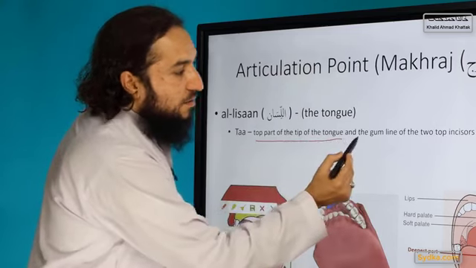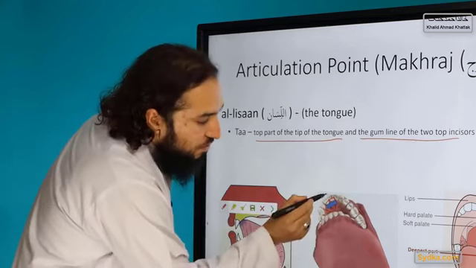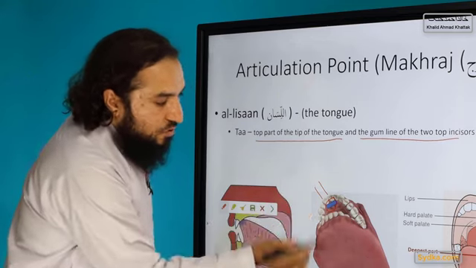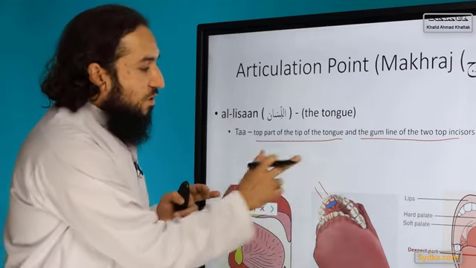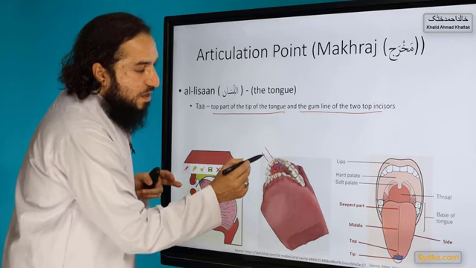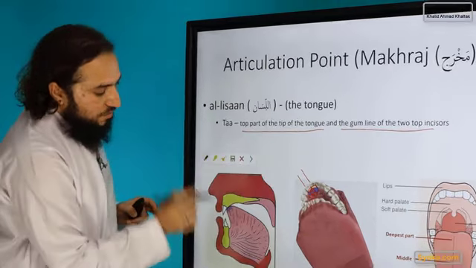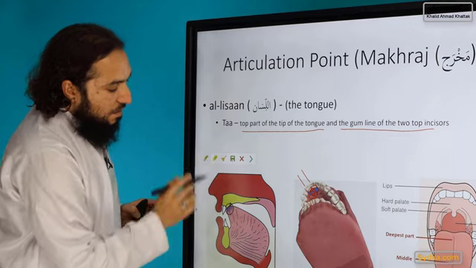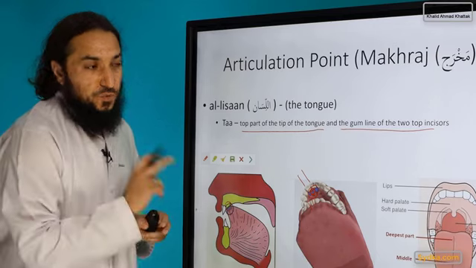Okay, and the gum line, this is the gum line, you see here, of the top incisors. These two teeth are called incisors. That's the top incisors, and opposite to them are the bottom incisors. So for this one, we use the top part of the tip of the tongue and the gum line of the top two incisors. You can see here in this diagram as well.